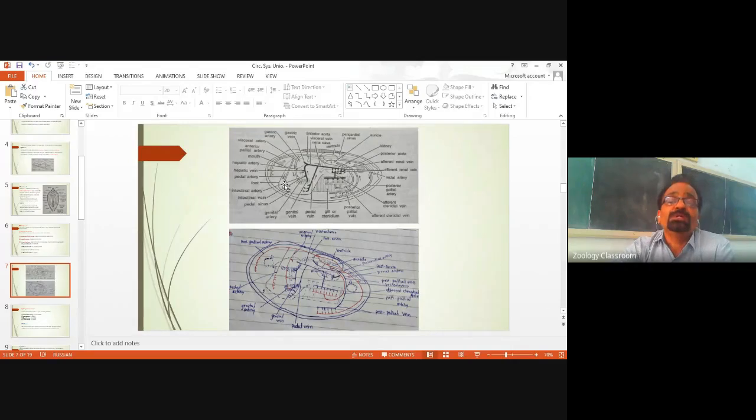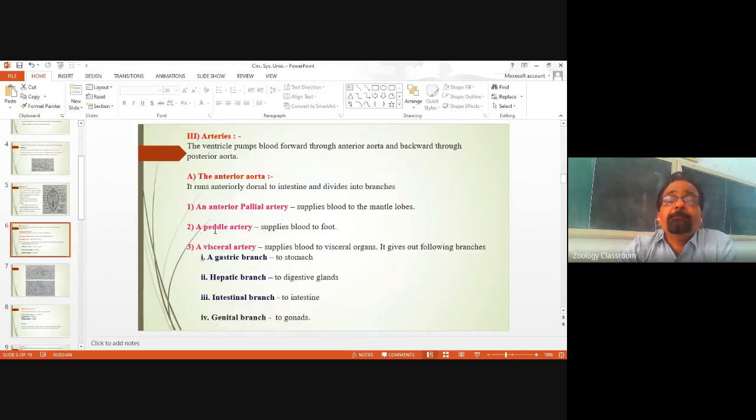And you know what the mantle lobe is. The mantle lobes are the organs which are covering the interior of the shell up to the limits of the pallial line. They also play a role to some extent in the process of respiration. So this pallial artery is supplying blood to the mantle lobes. The second one is the pedal artery. As the name itself indicates, pedal means it supplies blood to the foot.